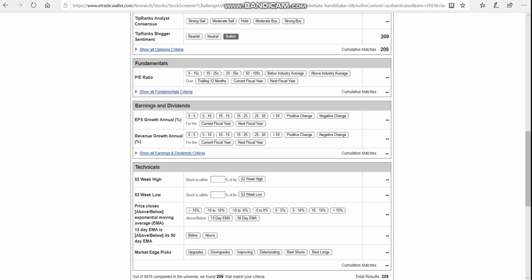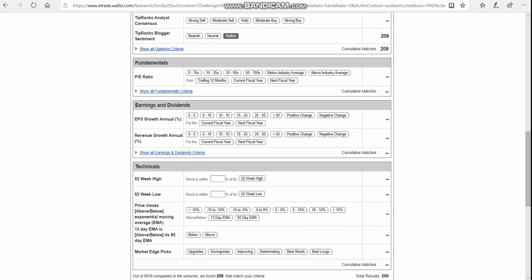PE ratio doesn't matter too much. A lot of people swear and live by the PE ratio. This number can vary, but you don't want too high of a PE ratio. I don't really want it to be like in this range or even really this range. This range is fine though.